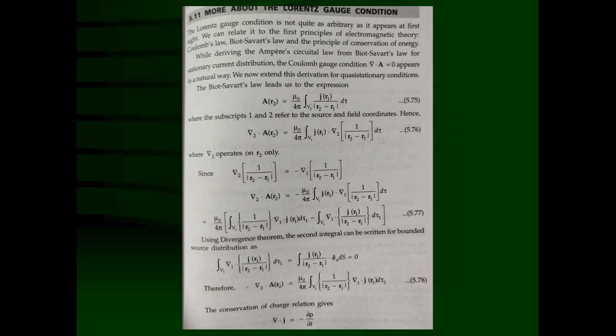Now we are going to utilize the first principles of electromagnetic theory, which were actually utilized by Mr. Lorenz. We are studying here how the Lorenz gauge condition is derived from this. While deriving the Ampere circuital law from the Biot-Savart law for a stationary current distribution, the Coulomb gauge condition, divergence of A equal to 0, appears in a natural way. So when Ampere derived the circuital law from the Biot-Savart law, he obtained divergence of A equal to 0 in a natural way for static conditions.